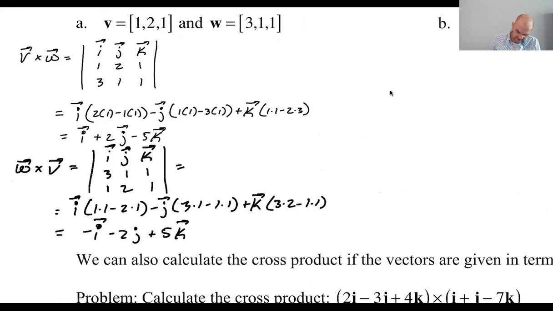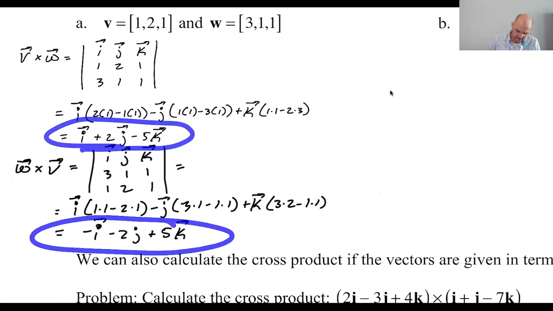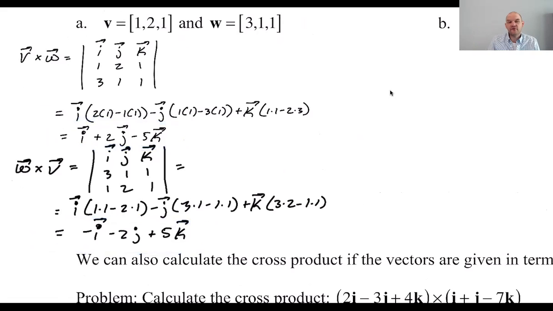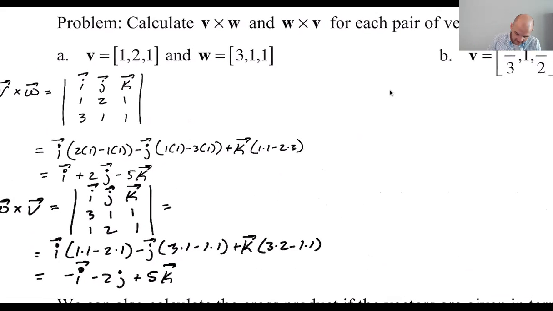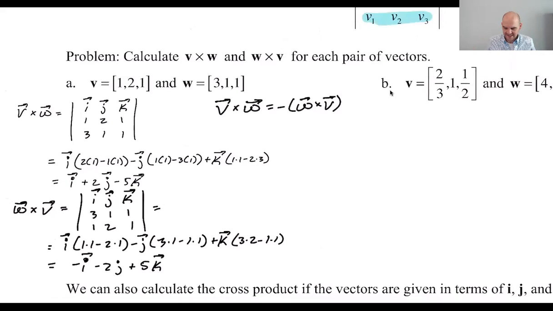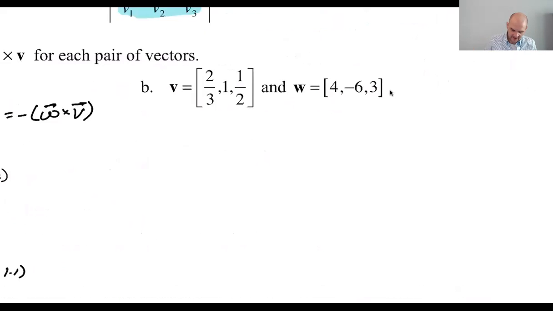And if we look, this and this are just opposites, which confirms what we thought. We thought that v cross w would be the negative of w cross v, because when you swap 2 rows of a determinant, you change the sign. So it makes sense that that happened. Let's try the next one.